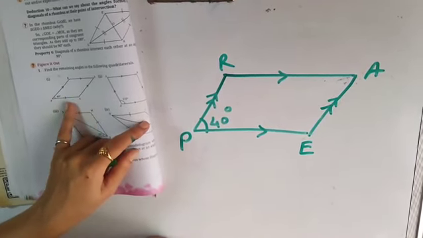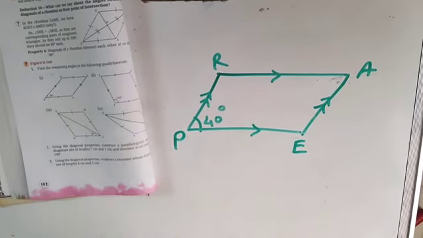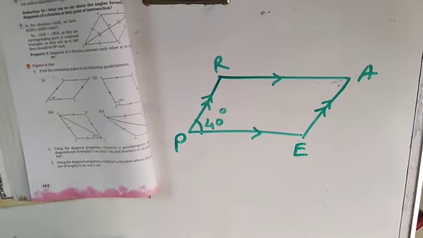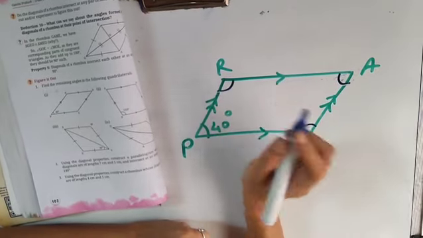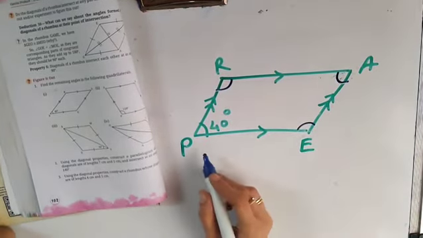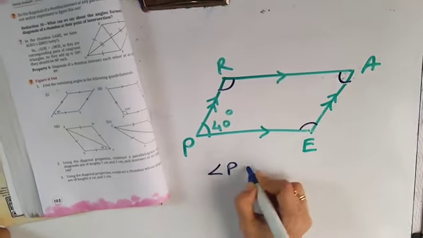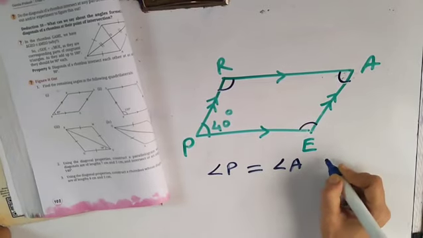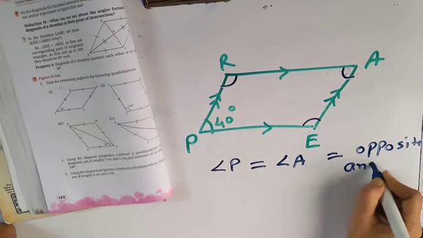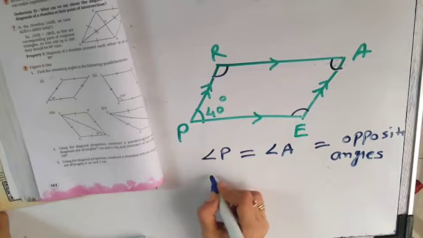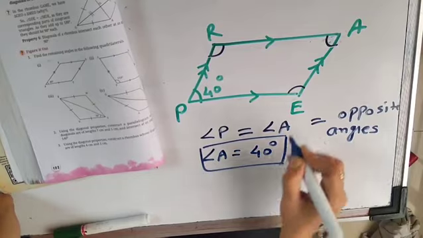Now you have to find the remaining angles of the quadrilateral. अभी यहाँ पे हमने एंगल 40 डिग्री दिया है हमें, so you have to find the remaining angles, meaning angle E, angle A and angle R. What is the value of angle A? What is the relation between P and A? Angle P is equal to angle A. Why? Because these are opposite angles, and opposite angles are equal in a parallelogram. So angle A is also 40 degrees.